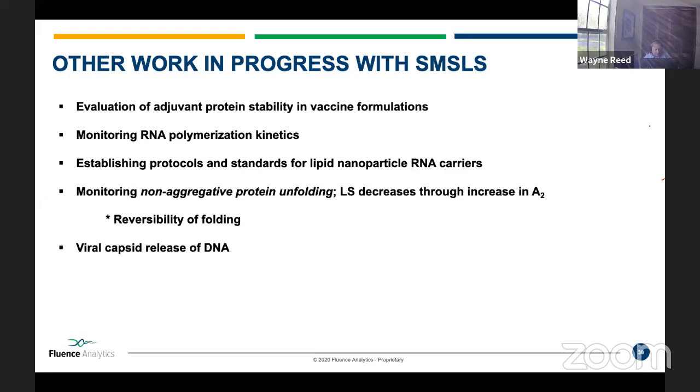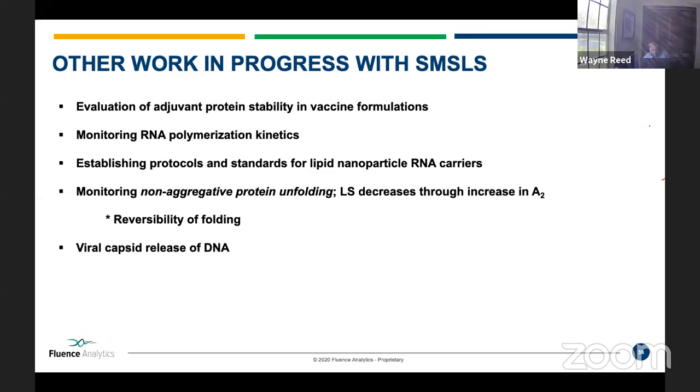Thought it was interesting. We've been looking at RNA polymerization kinetics under different scenarios, also with lipid nanoparticle carriers for RNA for delivery. Another thing, very recently: what we've been monitoring is aggregation, not unfolding. We're looking at unfolding followed by aggregation. But are there cases in which you have unfolding where it doesn't aggregate?